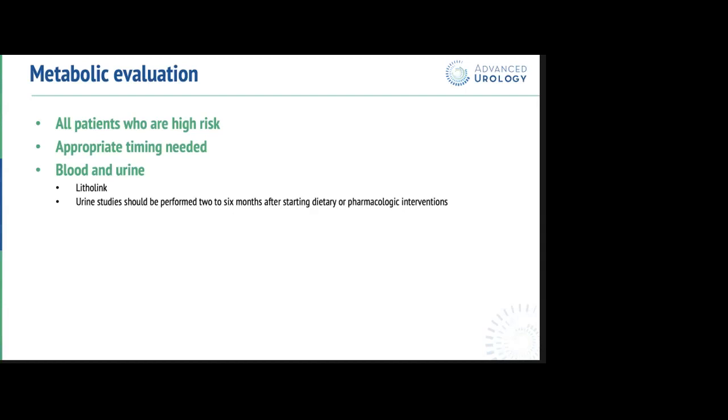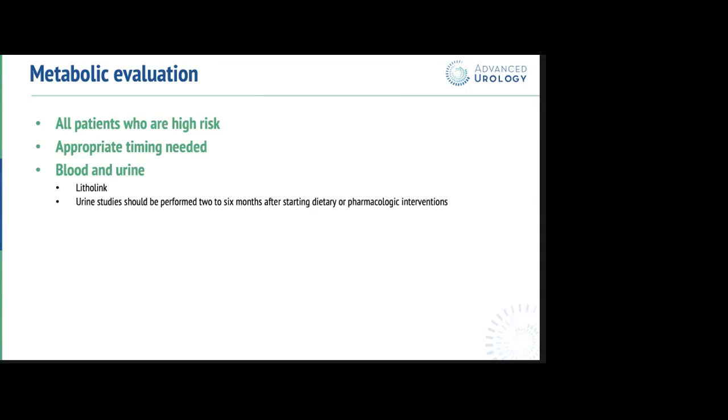It should be at least a month after any obstruction or stents have been removed or any infection has been resolved. The initial evaluation should include blood and urine tests. So the serum chemistry looking at uric acid, calcium, and kidney function. If your calcium is elevated, then you also want to order PTH for possible primary hyperparathyroidism. And as far as the urine test is concerned, it's a 24-hour urine collection.